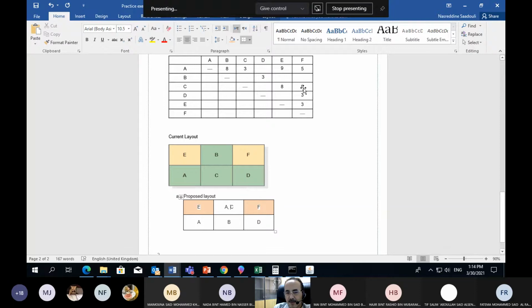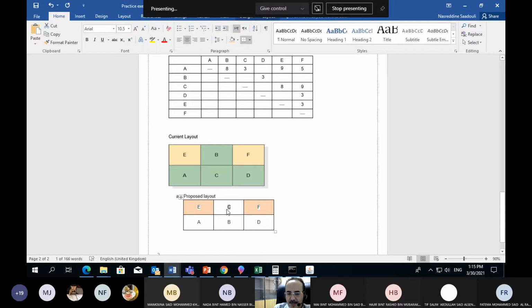The other highest factor is here, 9, which is between C and F. So, since F is fixed, that means C should either be in this location or in this location. These are the closest to F. All right. So now here I have to choose either A or C, which is better. Well, it's obviously C, because C needs to be close to both E and F, and this is the best location for it to be close to E and F. So that's why we decided to keep C here.